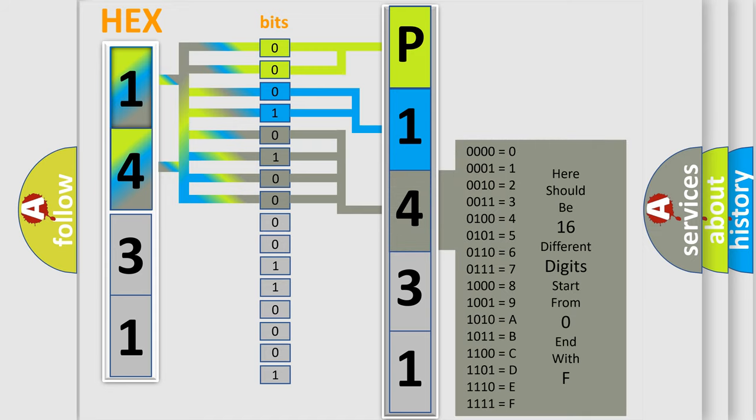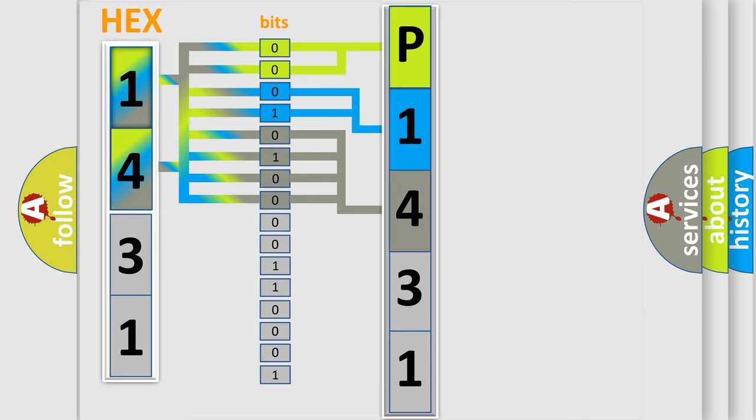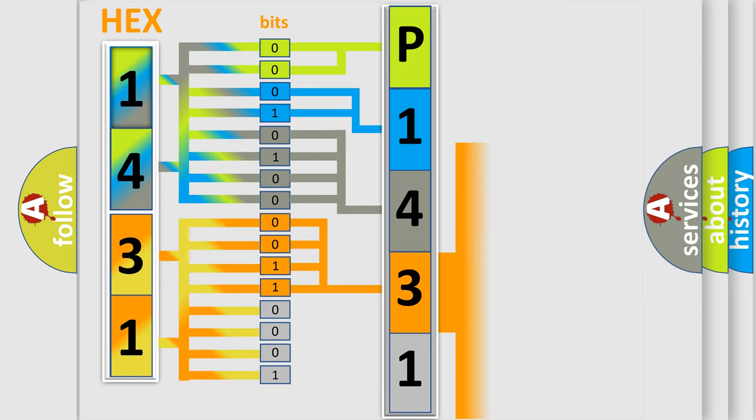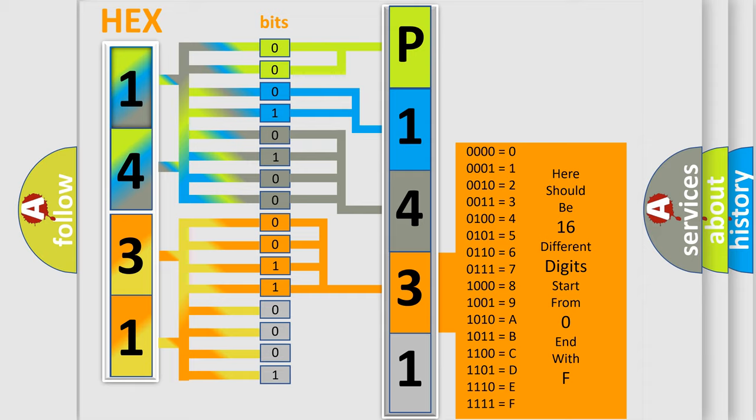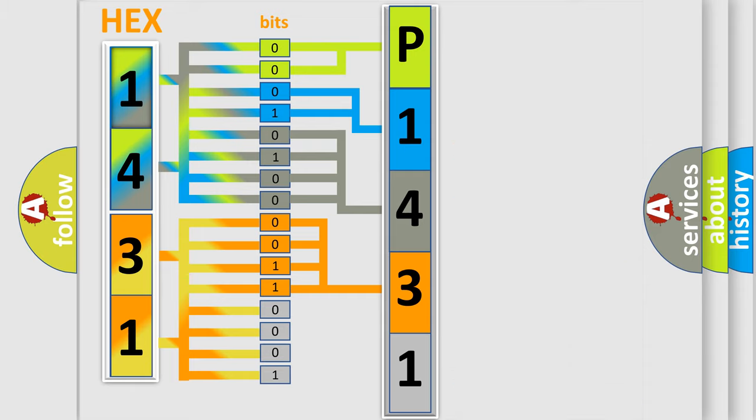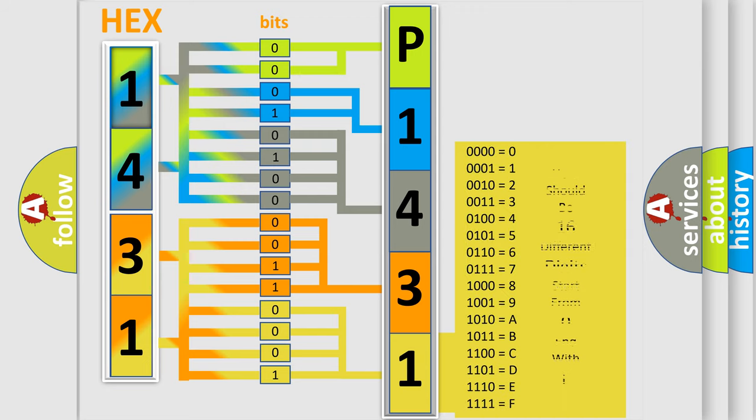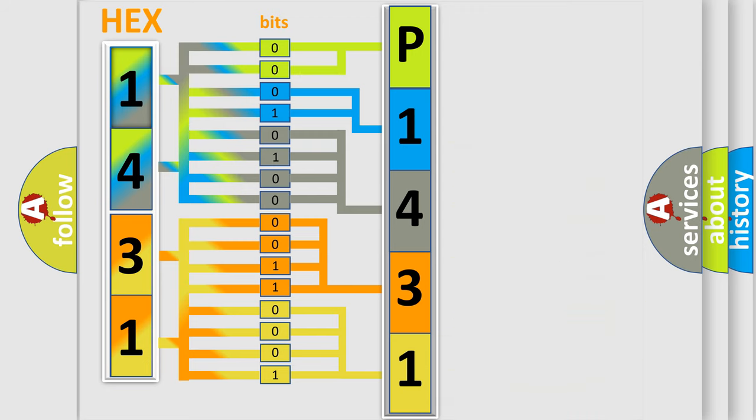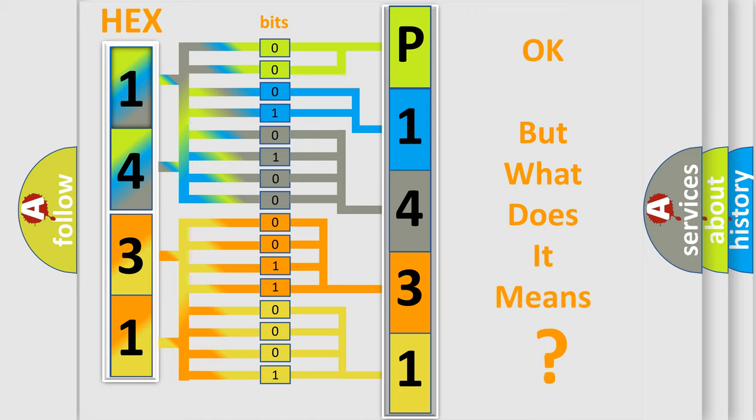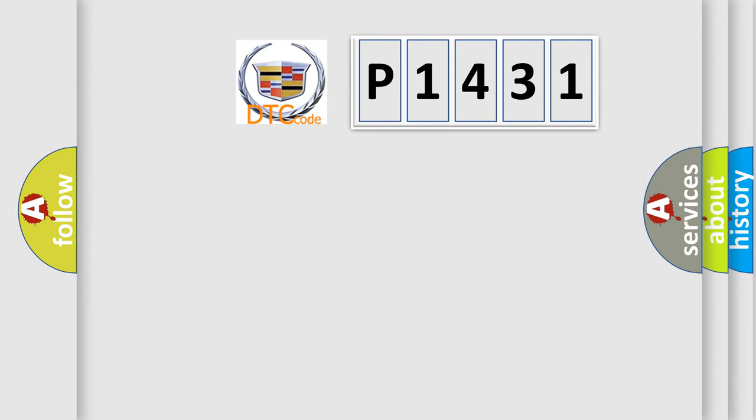The second byte is composed of a combination of 8 bits. The first 4 bits determine the fourth character of the code, and the combination of the last 4 bits defines the fifth character. A single byte conceals 256 possible combinations. We now know in what way the diagnostic tool translates the received information into a more comprehensible format. The number itself does not make sense to us if we cannot assign information to what it actually expresses. So, what does the diagnostic trouble code P1431 interpret specifically for Cadillac car manufacturers?